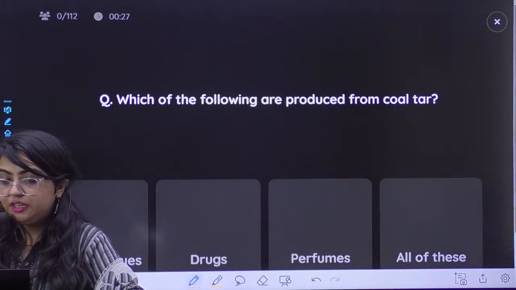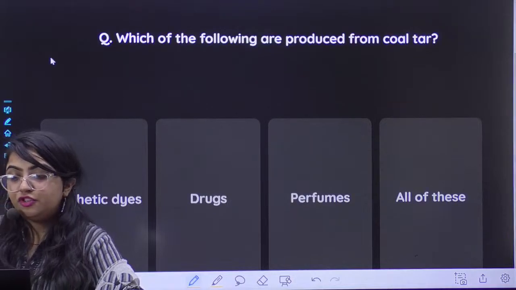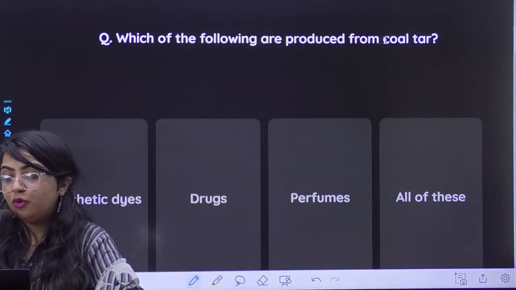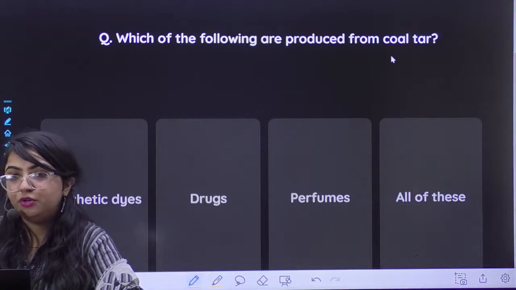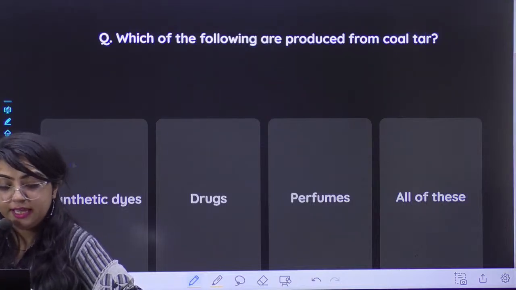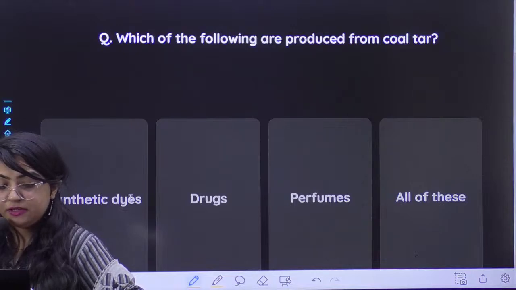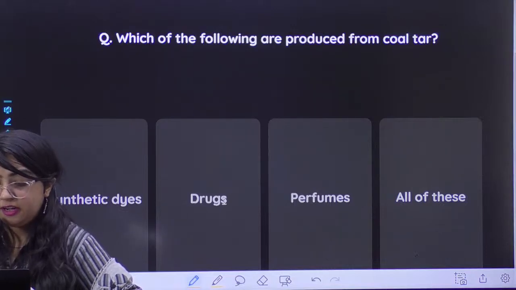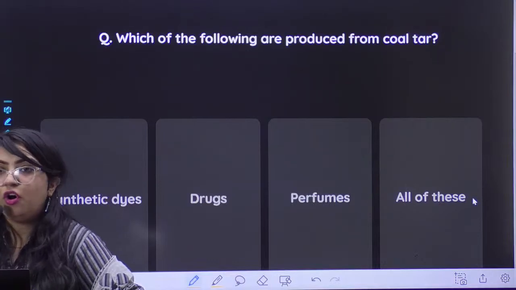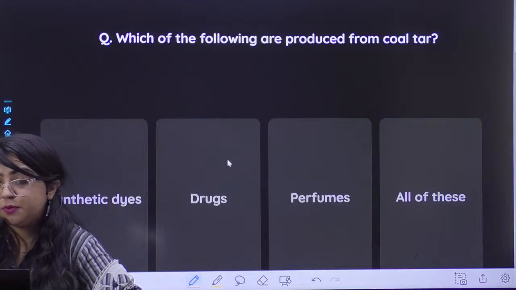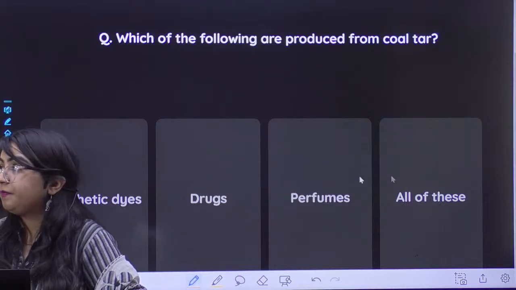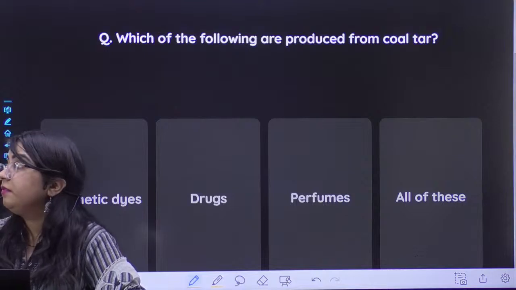Please read the question carefully. Which of the following are produced from coal tar? So name all the substances that can be produced from the coal tar. Option A is synthetic dyes. Option B is drugs. Option C is petrol. And option D is all of these. So find out the substance which is produced from coal tar. Please answer quickly.